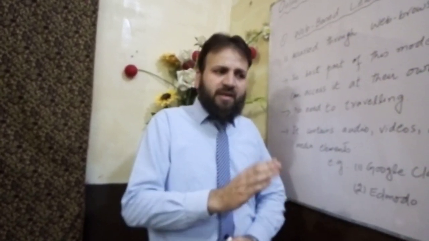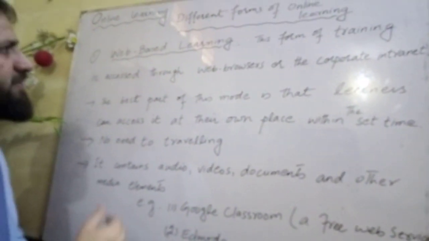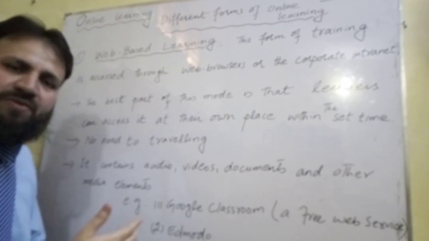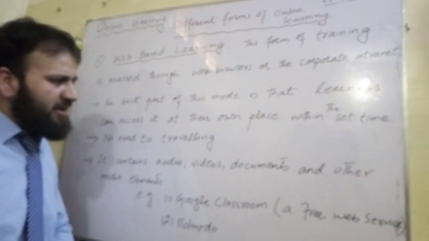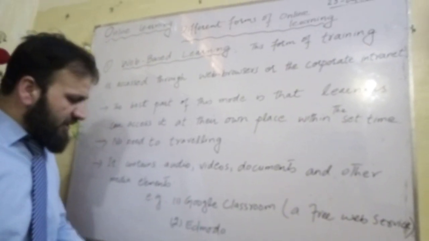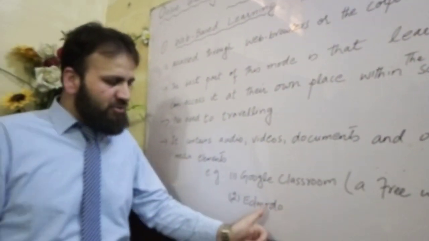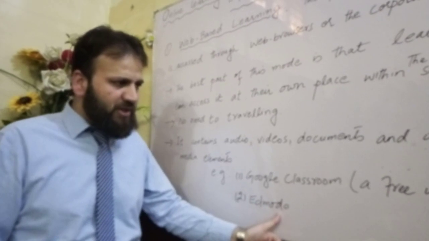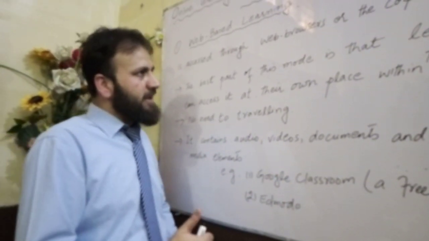They can access all these things. So this is the first form of online learning. There are many institutions using web browsers and different web services. I have already given the example of the Cadet College Assamdal and many other institutions. Similarly, another app, Edmodo, is also used for web-based learning, but it also identifies the student by their email. Is that clear?